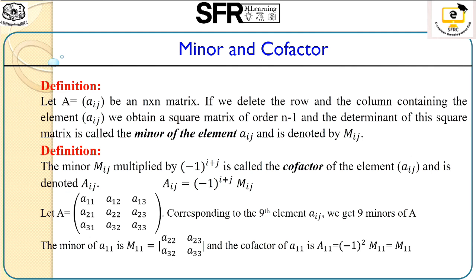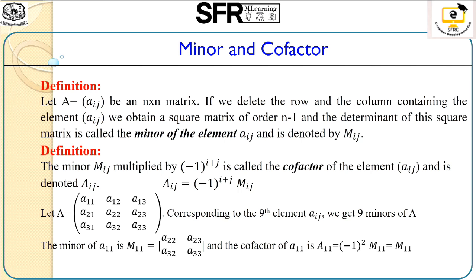I am denoting that Aij equals (-1) to the power of i plus j times Mij. Let A be a 3 cross 3 matrix; I am giving one small example for minor and cofactor. Corresponding to the ninth element, that is A33, we get the power 9 minus, because we are having a 3 cross 3 matrix.